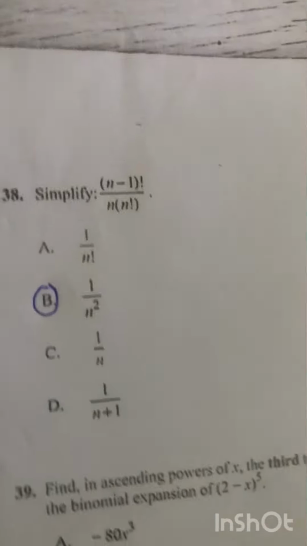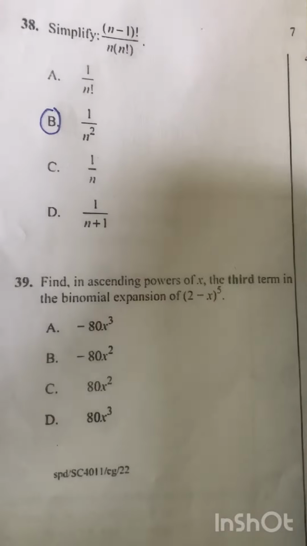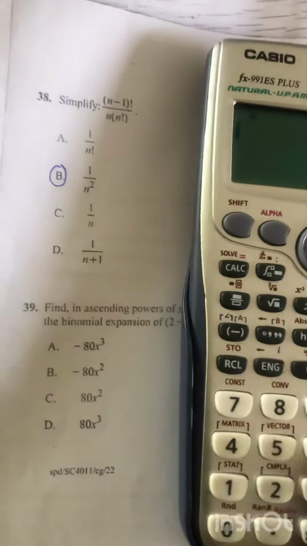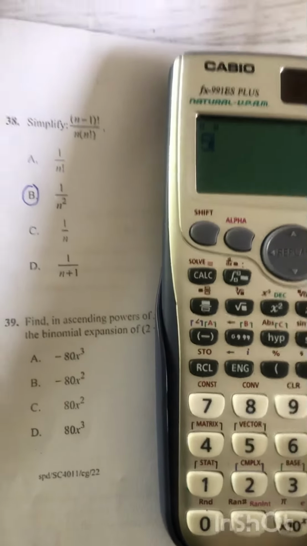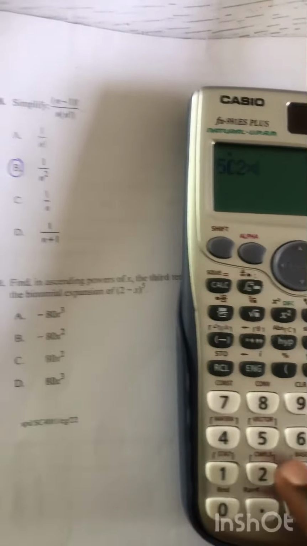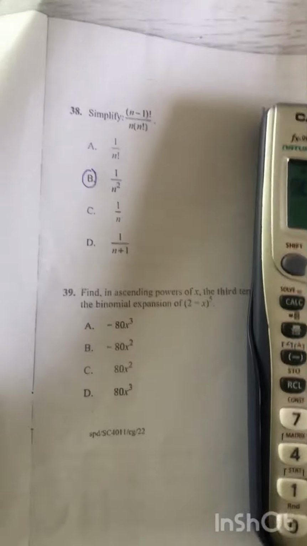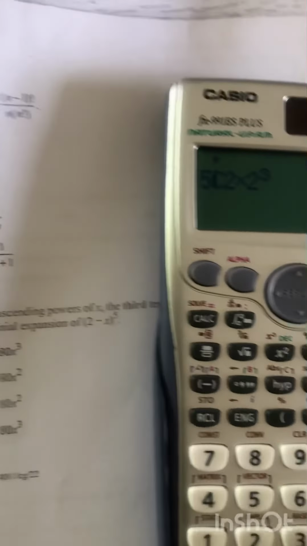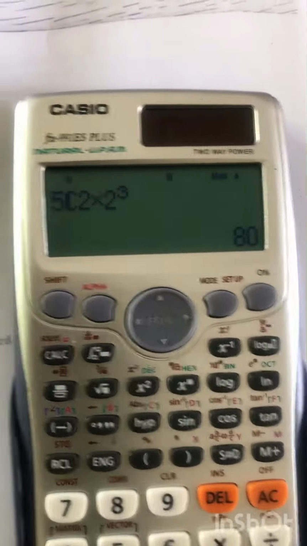Question 39 says find in ascending powers of x the third term in the binomial expansion. So the binomial expansion will be 5 combination 2. So 5, the third term. So the first is 5 combination 0, second term combination 1, third term combination 2. So the combination 2 will be 10. 10 multiplied by 2 cube, because it's in ascending power. So 2 cube times negative x squared. So we have 80x squared. 80x squared, which is C.